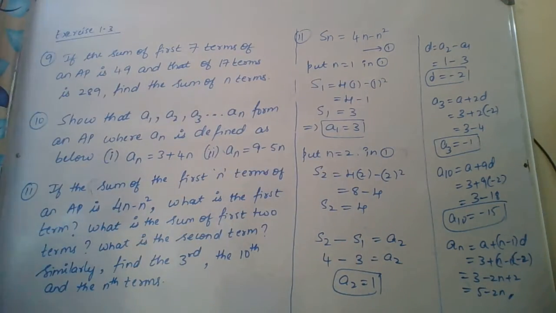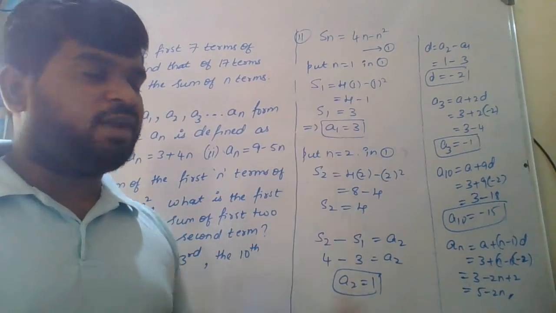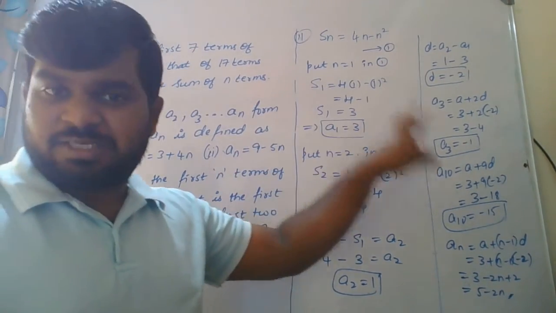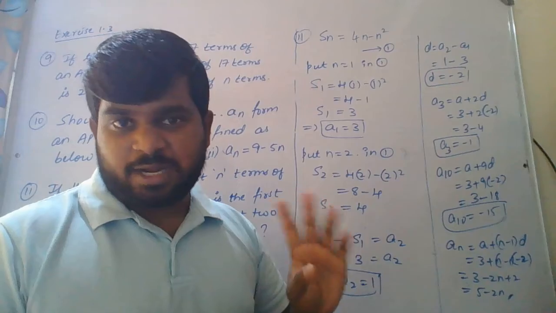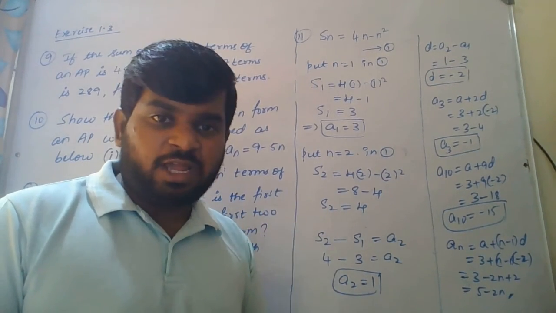Okay. So it's very simple. You have to just find A1 and A2. Once you know A1, A2, you can find D. Once you know A and D, the problem is done. So remember, S1 is same as A1. But S2 is not same as A2. How do you find A2? S2 minus S1.